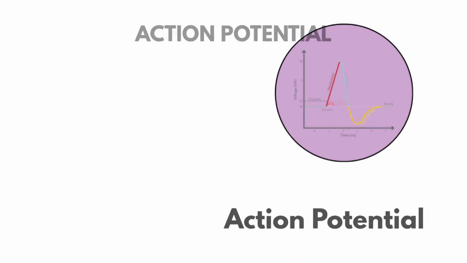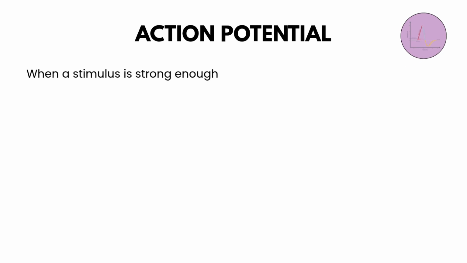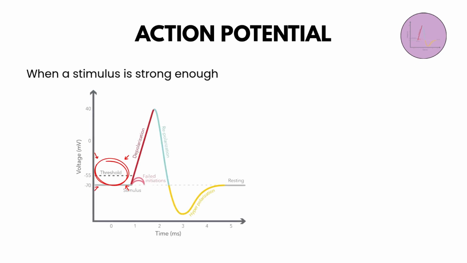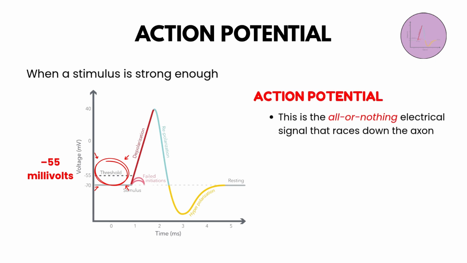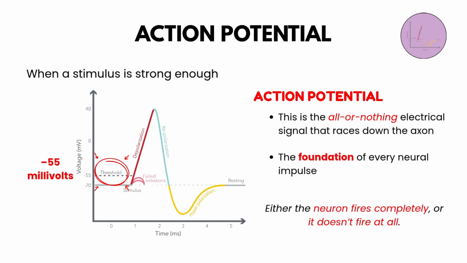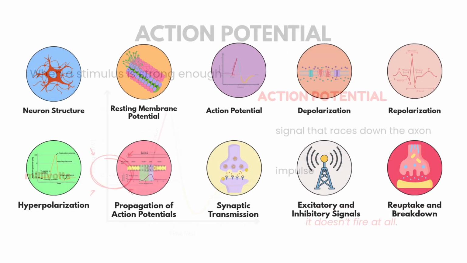Action potential. When a stimulus is strong enough, the neuron reaches threshold, around -55 millivolts, and fires an action potential. This is the all-or-nothing electrical signal that races down the axon, the foundation of every neural impulse. Either the neuron fires completely or it doesn't fire at all.